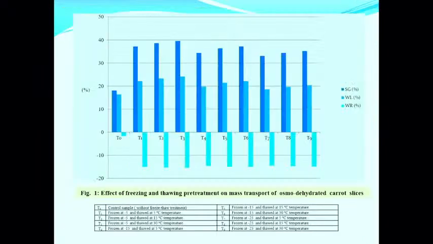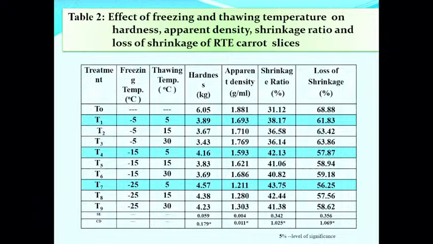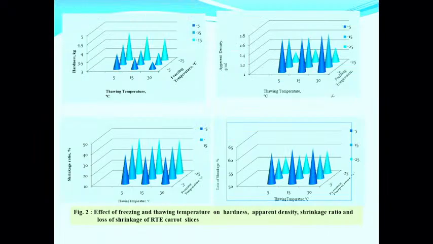Here is the effect of freezing and thawing temperature on hardness, apparent density, shrinkage ratio and rehydration ratio. Wherever RTE products are concerned, porosity matters, and hence lower apparent density is desirable, which we achieve with the treatment at -25 degree freezing and 5 degree thawing temperature. Likewise a higher ratio is desirable due to the porous structure of the product, which we got in T7.